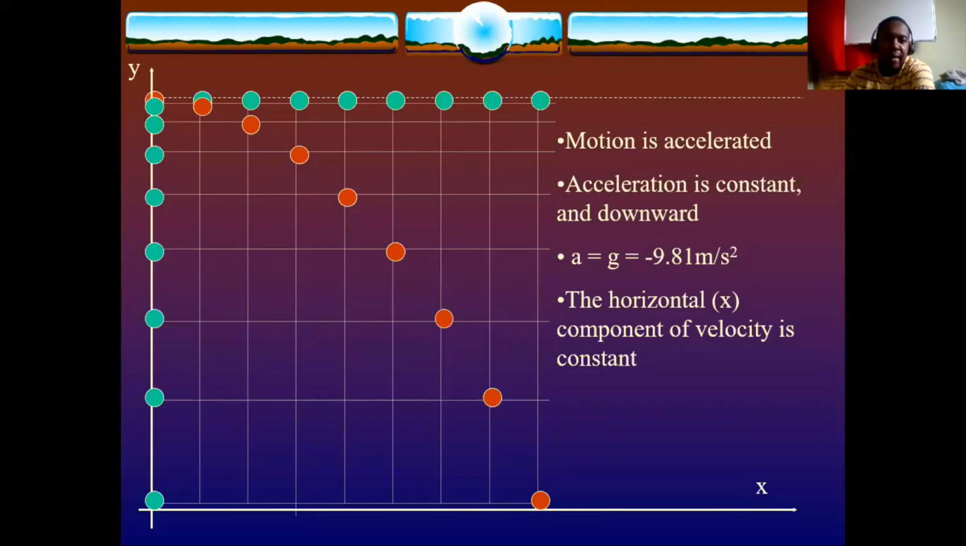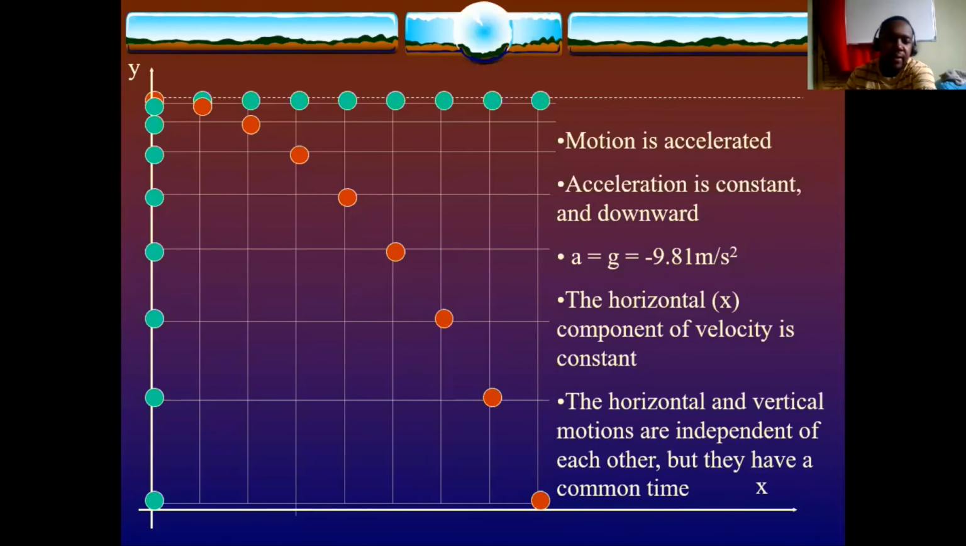So at any point of this motion, the horizontal velocity of the object will always be the same value, right? The horizontal and vertical motions are independent of each other, but they have a common time. That's saying the horizontal motion of the ball at any point does not affect the vertical. The only thing they have in common is that the time will be the same at each section.